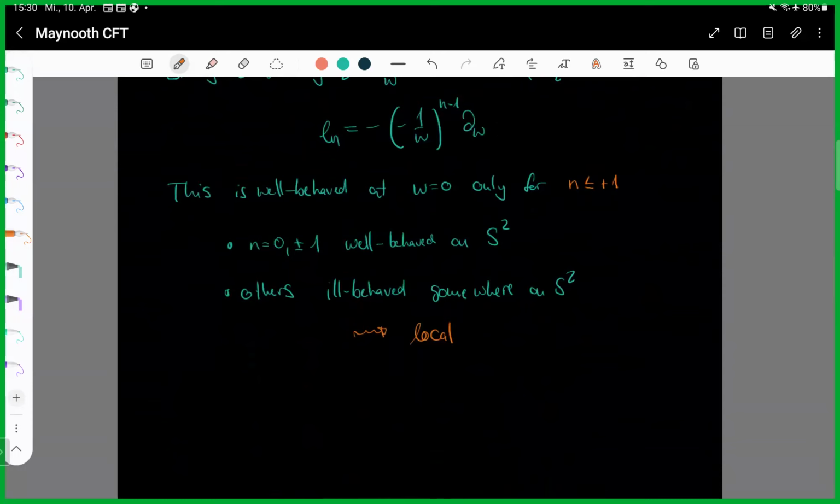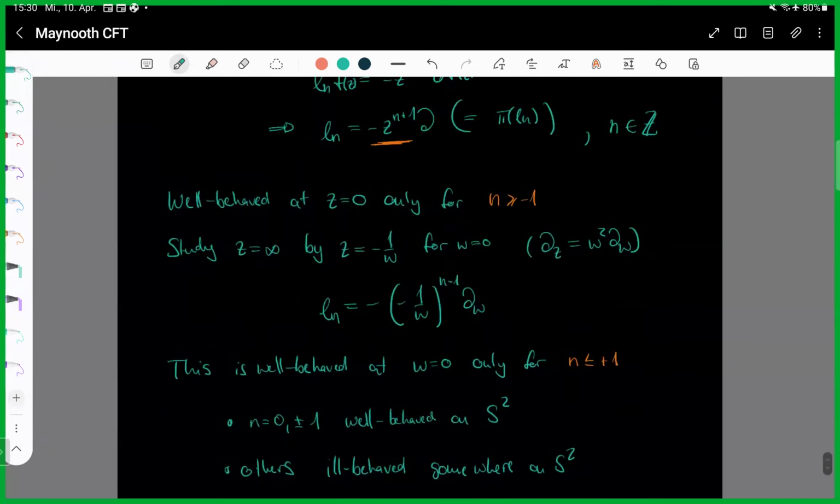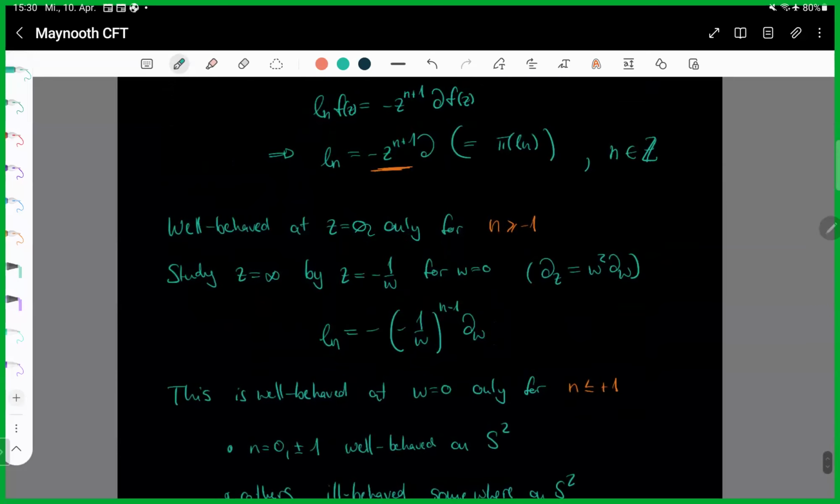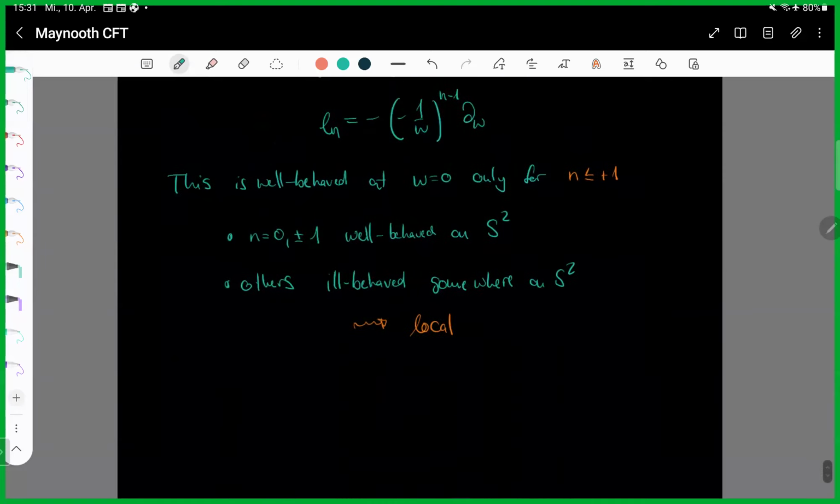They're still symmetries, it's just that you have to be careful where you want to study them. Like, for instance, like I said, this first class here, at z equals 0, you can study every generator with n larger or equal to -1, for instance. All right.